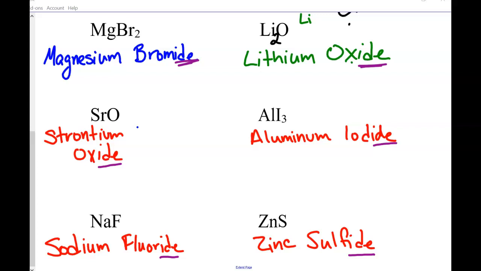So SrO, we read as strontium oxide. AlI3 is aluminum iodide. And that's a funny word because iodine becomes iodide. NaF is sodium fluoride. And ZnS is zinc sulfide. All right, let's move on to our next type of example.